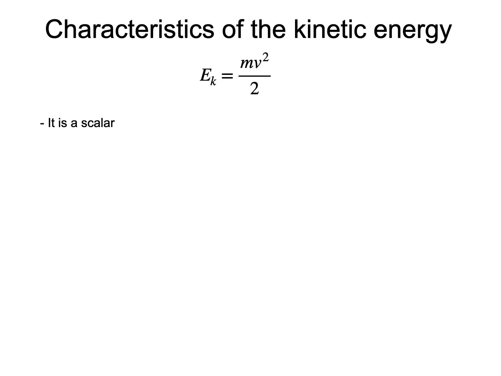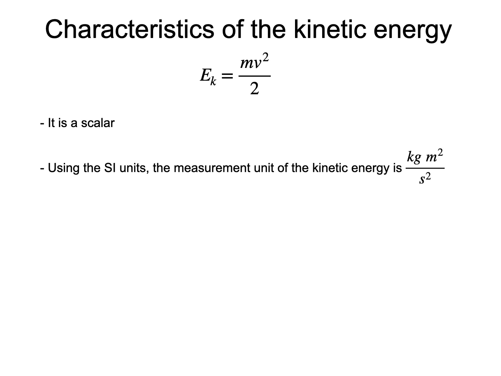Using the usual SI unit for mass and speed, we find that the measurement unit for the kinetic energy is kilogram meter square over second square. This combination of measurement units is typically known as a joule. It was named in honor of James Prescott Joule, a physicist that did a lot of experiments about heat and mechanical energy in the 19th century.